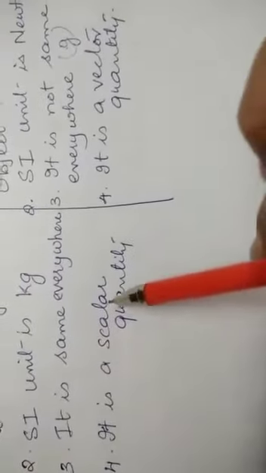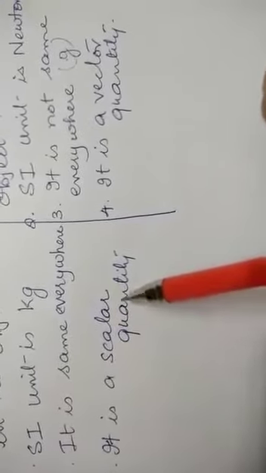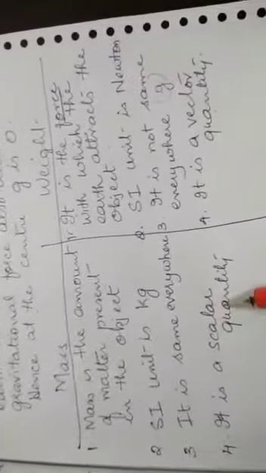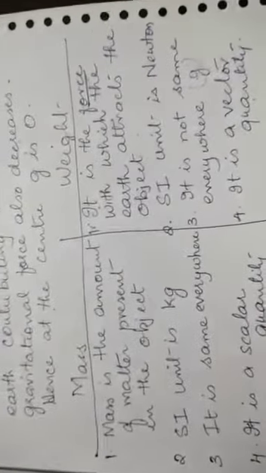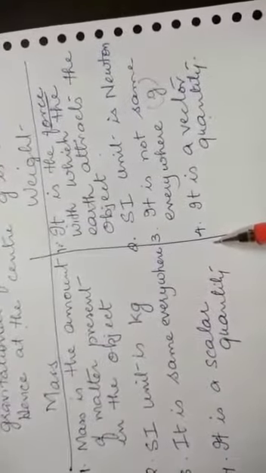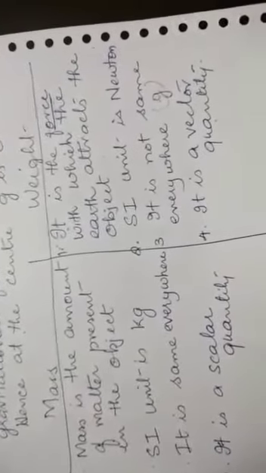Here, mass is a scalar quantity because it has only magnitude, whereas weight is a vector quantity because it has magnitude as well as direction. So this is the distinction between mass and weight. These are the 4 points. Note it down. Our next topic is free fall.